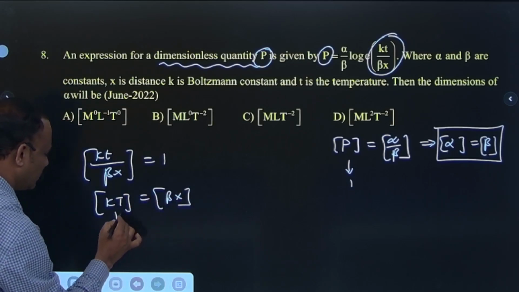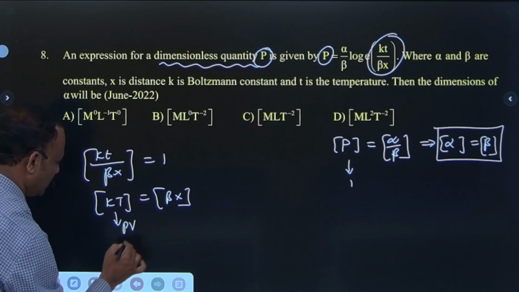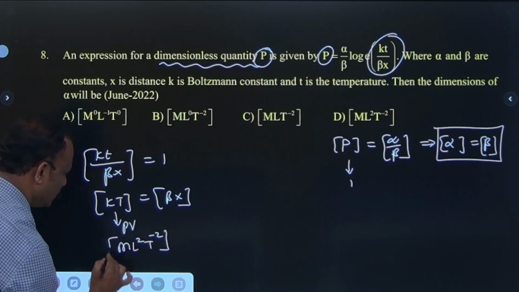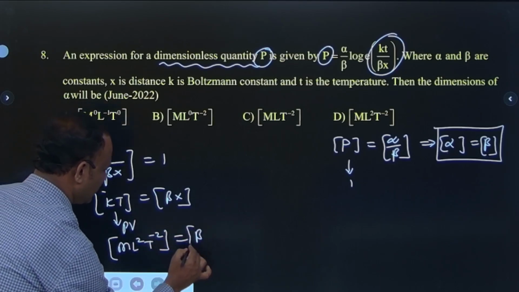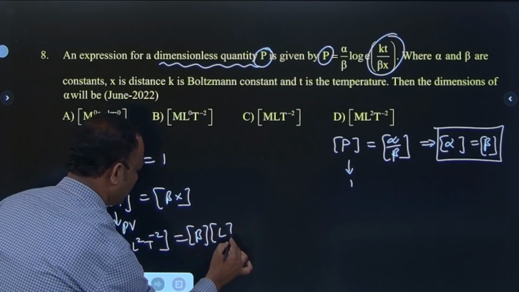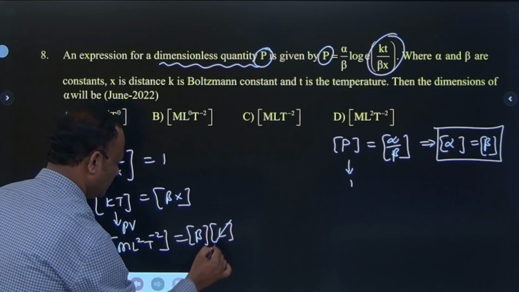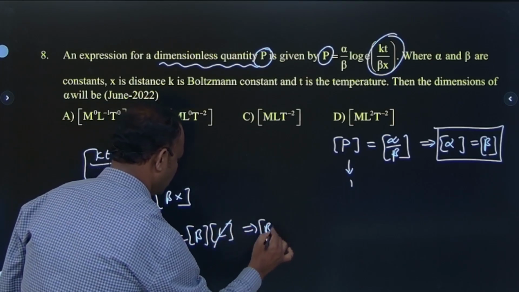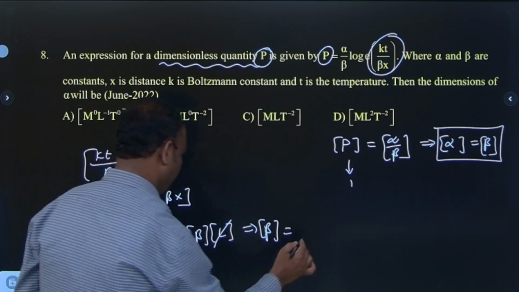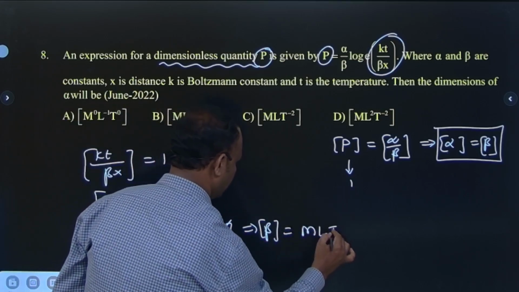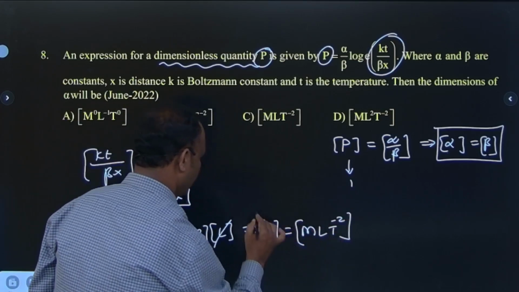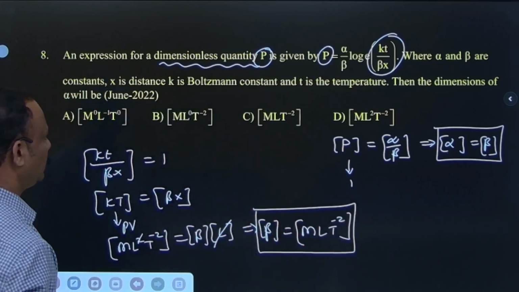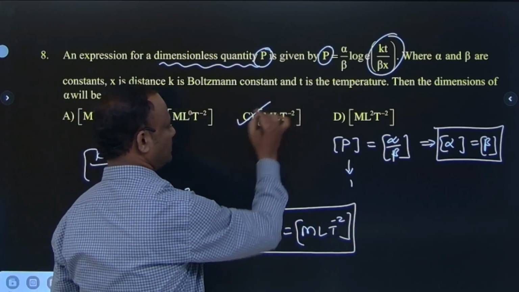kt is work done, it's PV, correct? So its dimensional formula is ML square T minus 2, equal to the dimensional formula of beta into the dimensional formula of x. x is L, and this cancels. Then the dimensional formula of beta is MLT minus 2. Option C is correct.